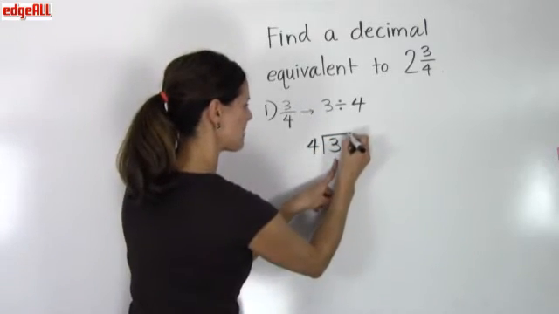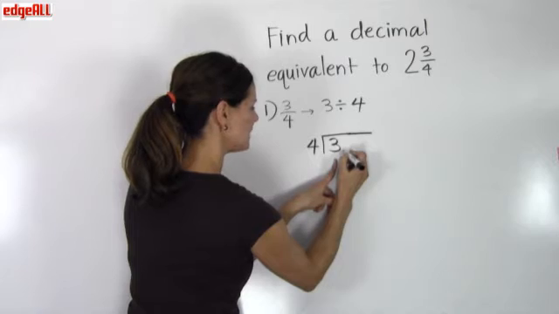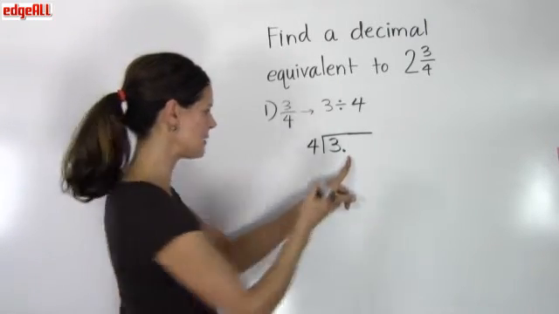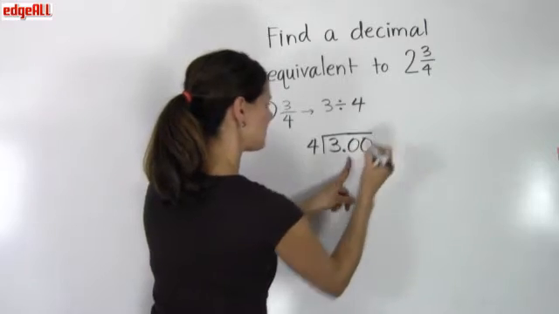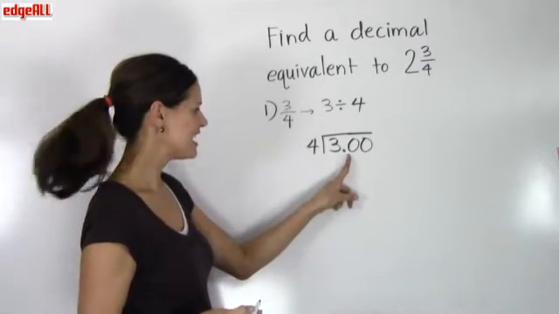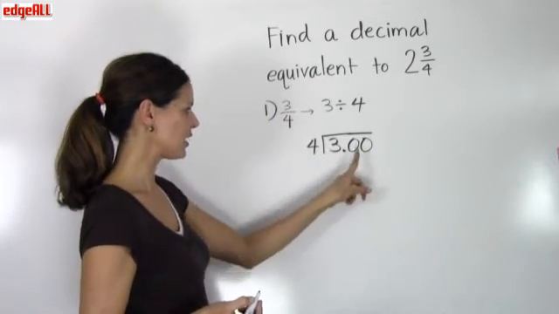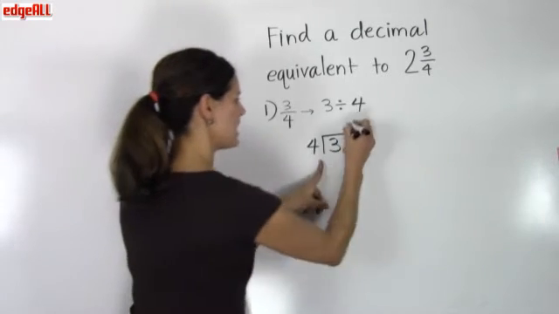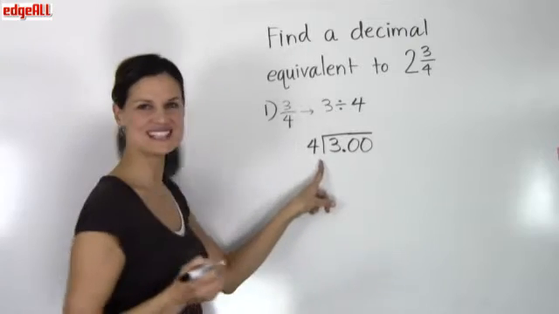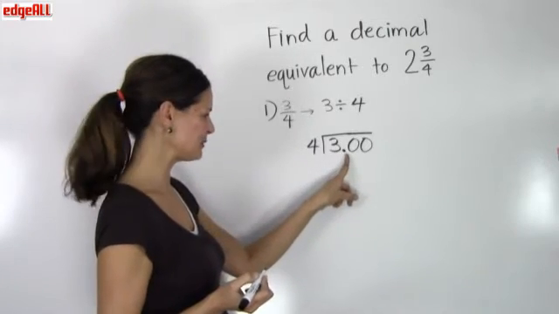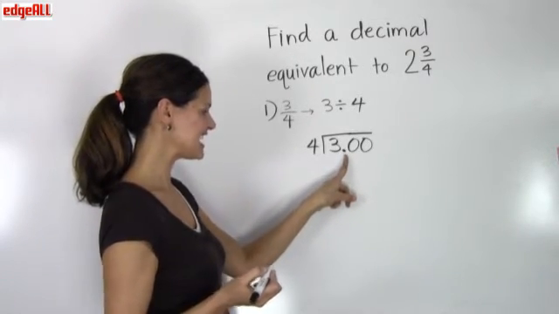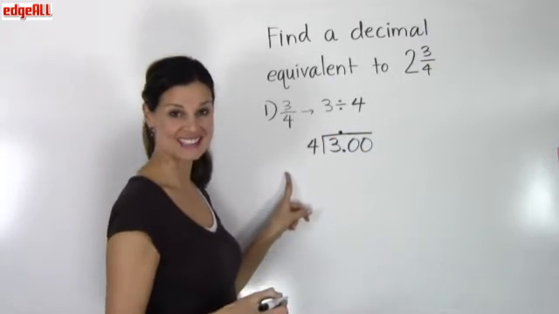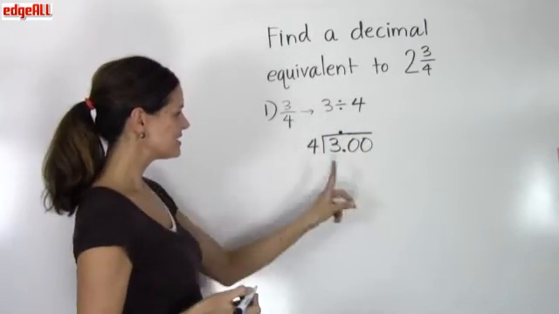So I need to make my 3 here, that's a whole number, into a decimal by putting a decimal point after my whole number, and I'm going to add a couple of zeros afterwards. So now I start my division problem here at 30. So 30 divided by 4. First, before I start my division, I always want to take my decimal point in the dividend here and move it up to where it's going to be in my answer, or in my quotient.